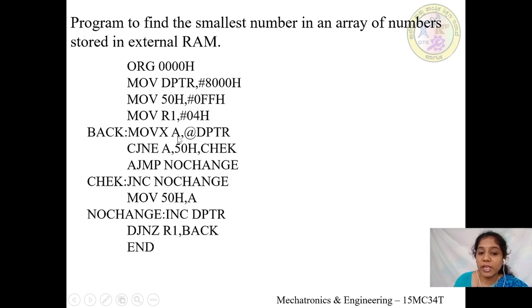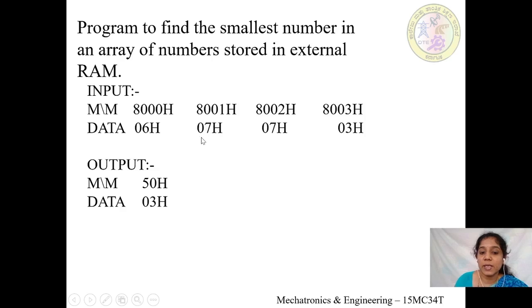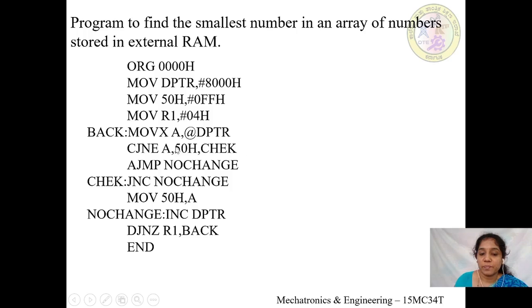Then again we will take the next data into accumulator. The next data is 07H. Now accumulator is having 07H. What is the contents in 50H? It is 06H. Compare 07 and 06. 7 minus 6. Carry flag is set? No. Carry flag is not set. Are they equal? No. So first we will check whether they are equal. They are not equal. So hence go to check.